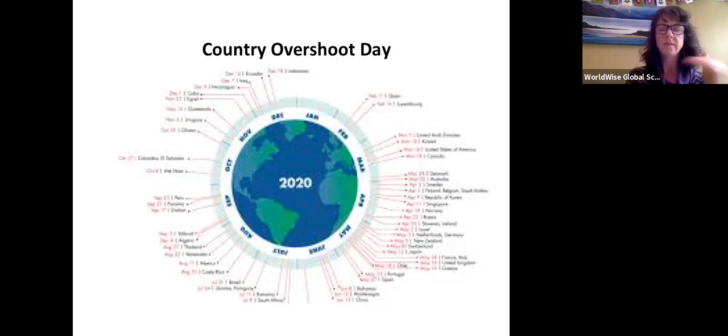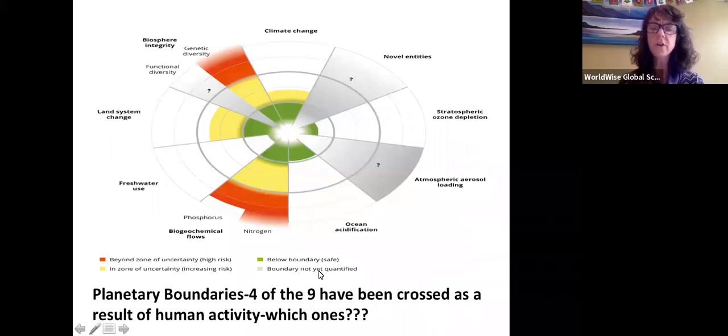So to be truly sustainable, we're using, I guess, 4 times the amount of resources that we should be using, and that includes energy and material use, everything that we use as a country per capita. Another huge consideration is that the Stockholm Resilience Centre has come up with a really good model. Instead of looking solely at climate change, we need to look at our planetary boundaries. 4 out of the 9 here have been crossed as a result of human activity. So maybe ask the students to name them or guess which ones they are.